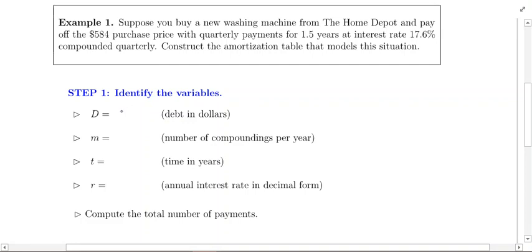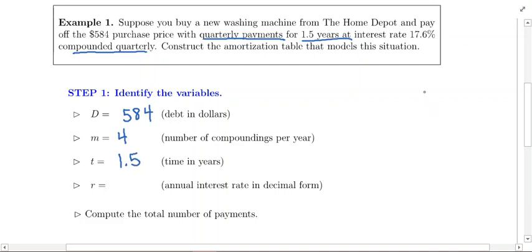D is the debt in dollars. Remember, that's the purchase price, so that's $584. M is the number of compoundings per year. That also coincides with how often you're making payments. Everything is done quarterly: quarterly payments compounded quarterly. Quarterly means 4 times a year. Time in years: how long is it going to take you to pay off this debt? We're trying to do it in 1.5 years, so time has to be 1.5. Time has to be measured in years.